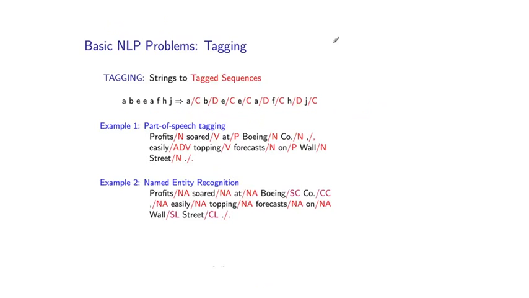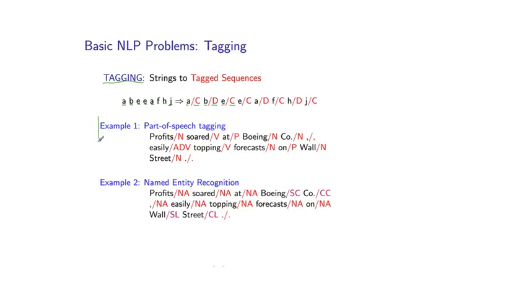In addition to the applications I've just described, we'll also consider some very basic natural language processing problems which underpin many of these applications. The first we'll talk about is something called the tagging problem. Abstractly, tagging problems take the following form. As input, we have some sequence, in this case a sequence of letters. As output, we are going to have a tagged sequence where each letter in the input now has an associated tag. This is probably best illustrated through a couple of examples.